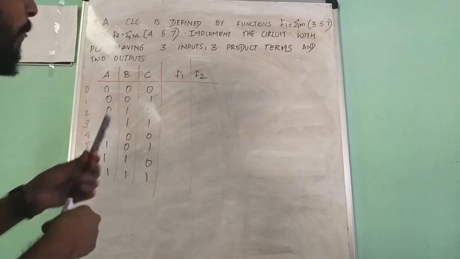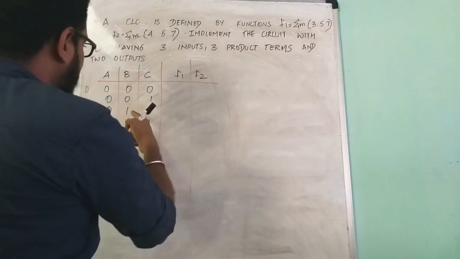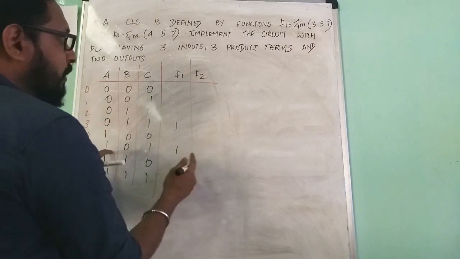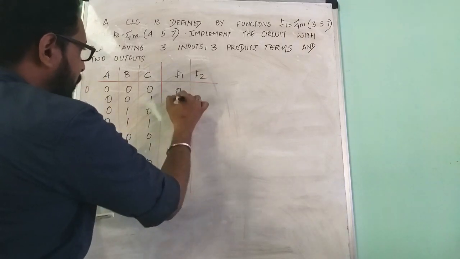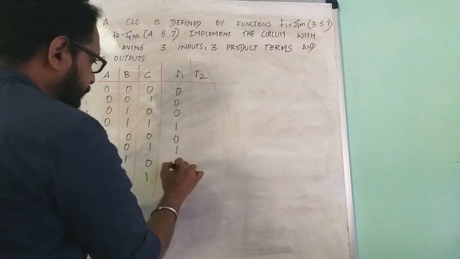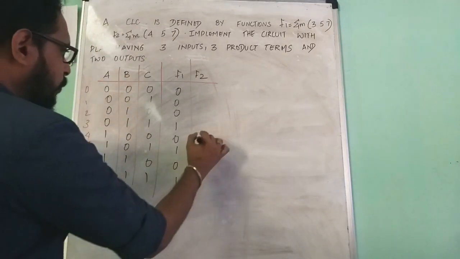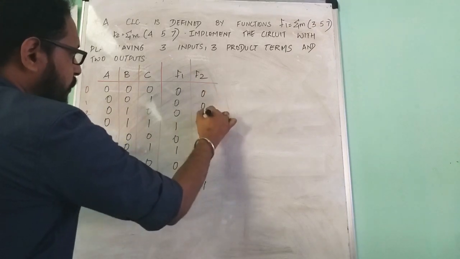In F1, sigma m(3, 5, 7) means that for 3 we put a 1, for 5 we put a 1, as we have learned in the case of minterms, and for 7 we put a 1; the rest of the values will be 0. In F2 we have 4, 5, 7, so we put a 1 for 4, 5 and 7, and the rest of the values will be 0.